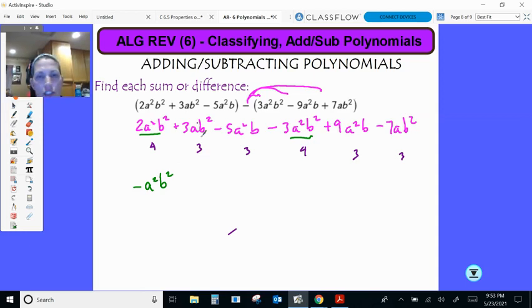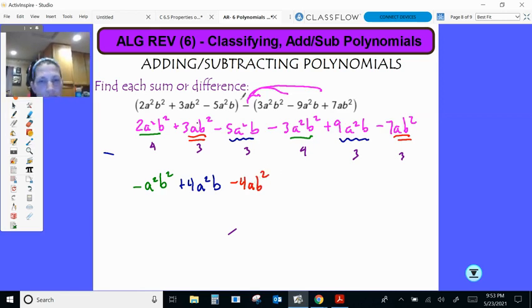The next ones we have ab squared. That's not that one. ab squared, a squared b, a squared b. So let's go ahead and do this guy right here. A squared b, a squared b. So that's going to be negative 5 and positive 9, which is a positive 4a squared b. Okay? Then we have our ab squared and ab squared. So we have a 3 and negative 7, which gives me a negative 4ab squared. And then we have that simplified. Okay?